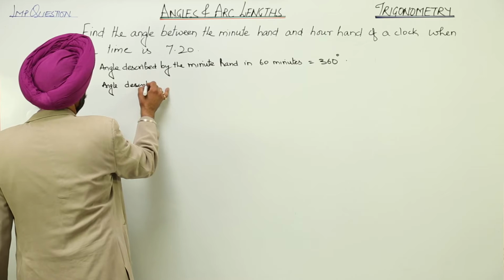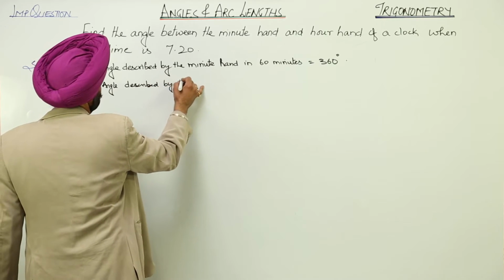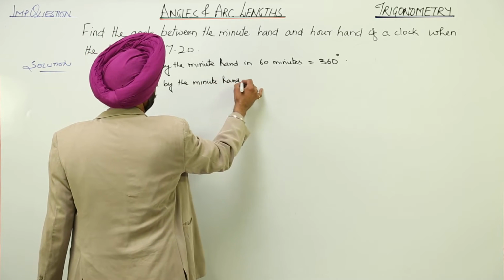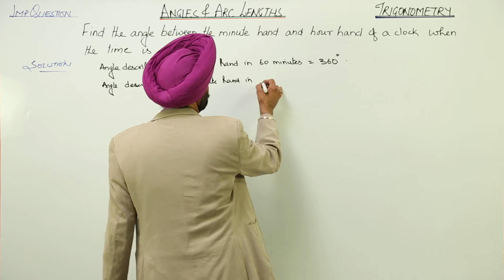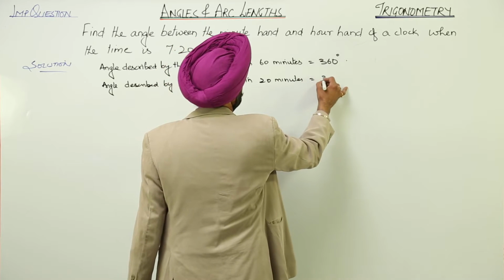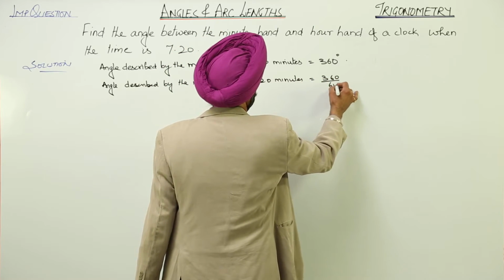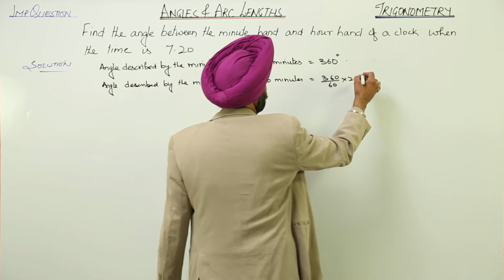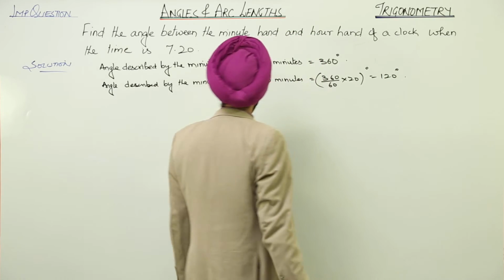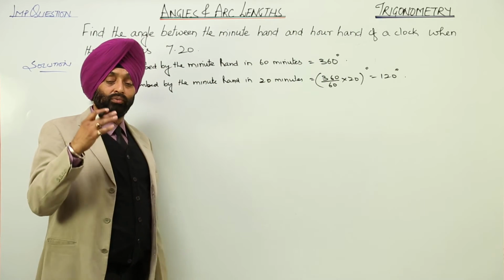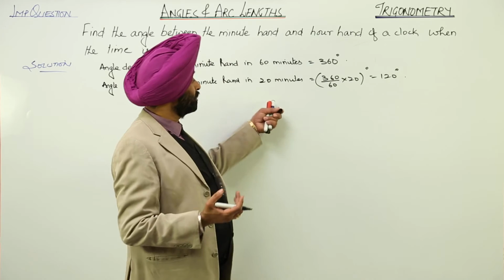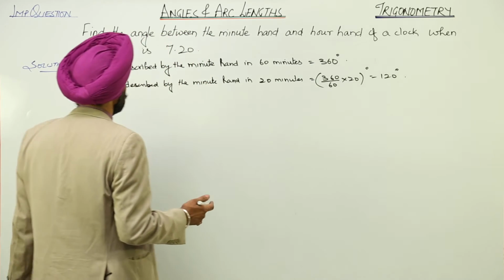Now angle described by the minute hand in 20 minutes is equal to 360 upon 60 into 20. This is equal to 120 degree. Normally in class 10 you have gone through that 1 minute is equal to 6 degrees. So that's what we can write, 20 minutes is equal to 120 degree.